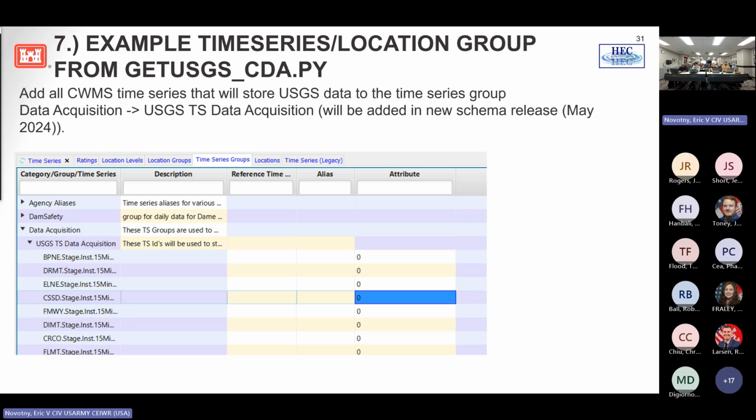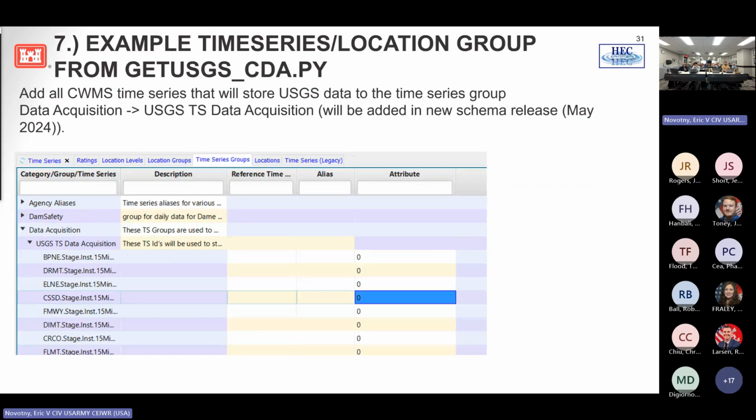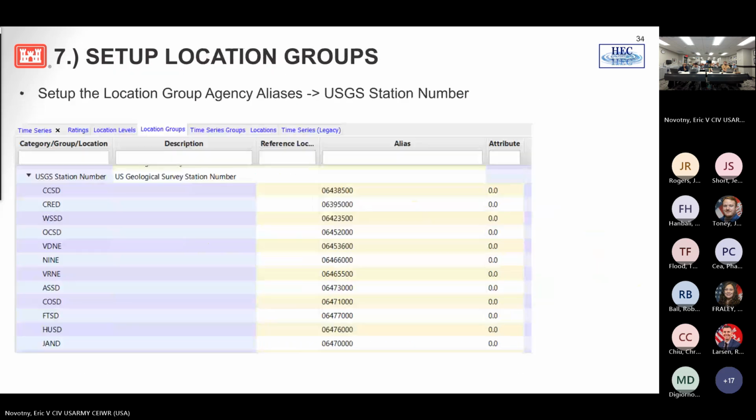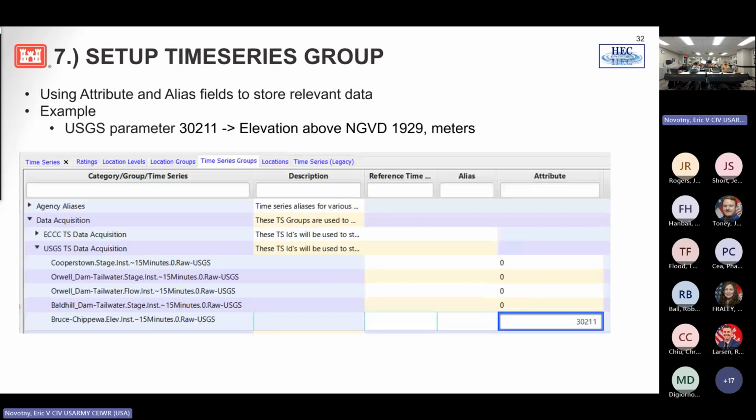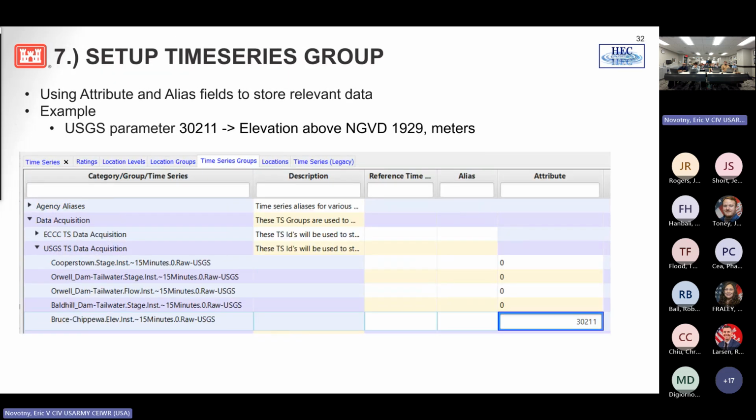As long as there's a time series in that time series group, and a location alias that points your location to a USGS ID, as long as you have those two pieces of information, the script's automatically going to pick it up and grab it and store it in your database. And you can also use these attribute and alias columns to store other information you need.